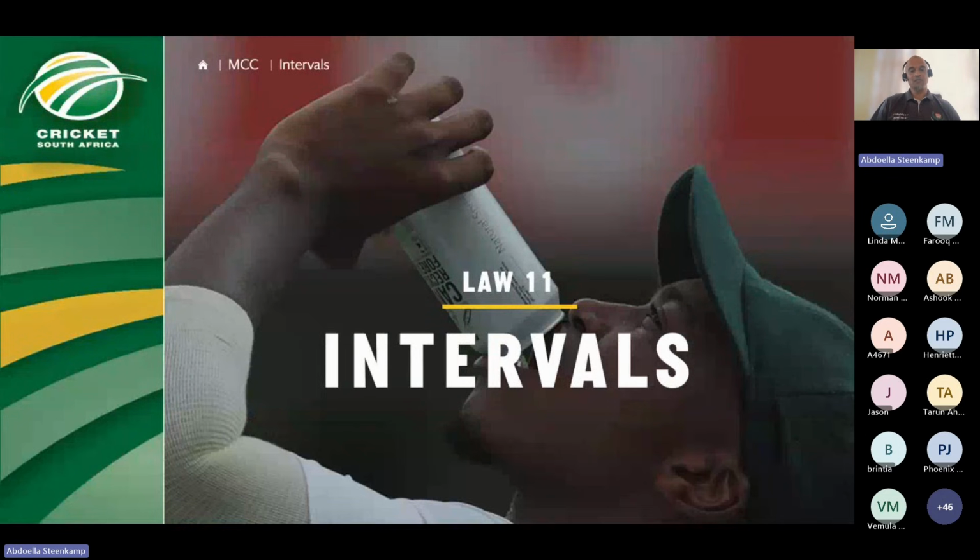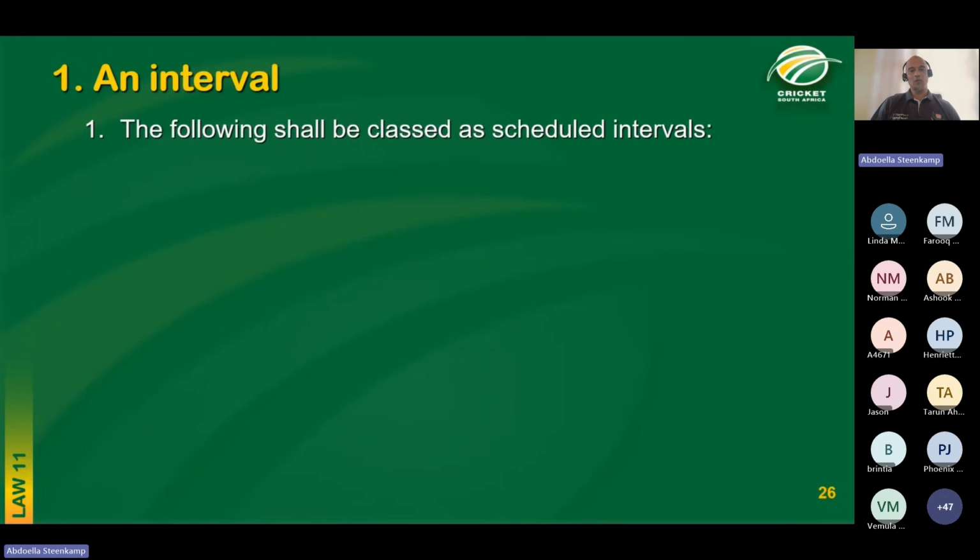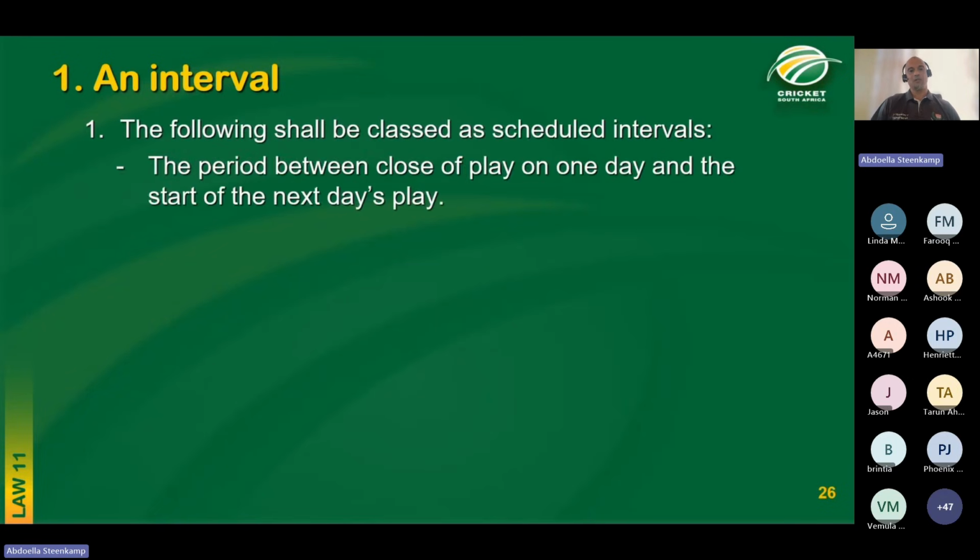When it comes to the intervals, let's start with what is seen in the law as a scheduled interval. These are intervals that are decided by the governing body of cricket for that competition before the game started. First example of a scheduled interval is the period between close of play on day one and the start of the next day's play. Your interval between innings, which is 10 minutes, is also seen as a scheduled interval.